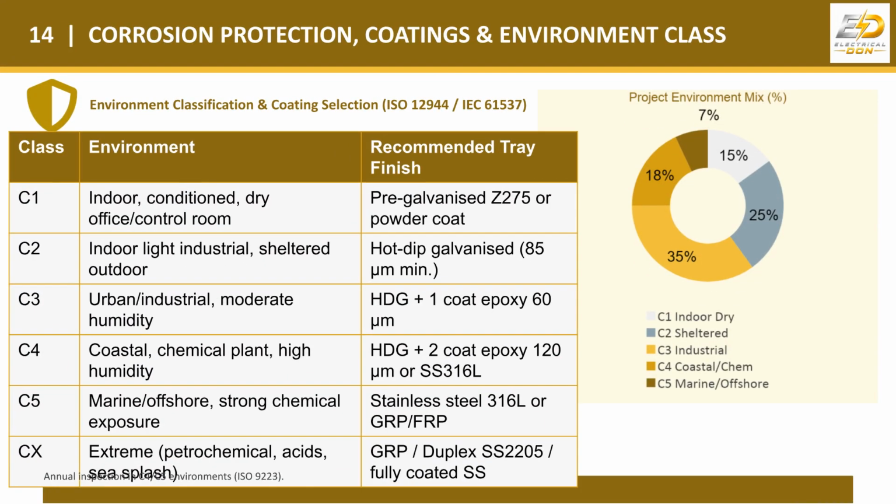Corrosion protection is determined by the environment class, following ISO 12944 and IEC 61537. We classify environments from C1 indoor dry to CX extreme petrochemical. Recommended finishes range from pre-galvanized steel for C1 to stainless steel, or GRP/FRP for the most corrosive C5 and CX environments. Annual inspections are recommended for C4 and C5 areas.